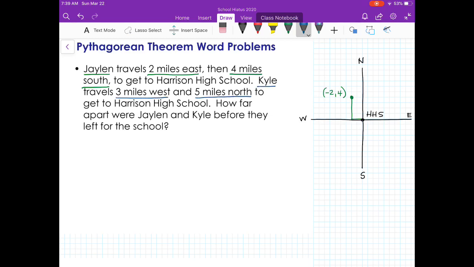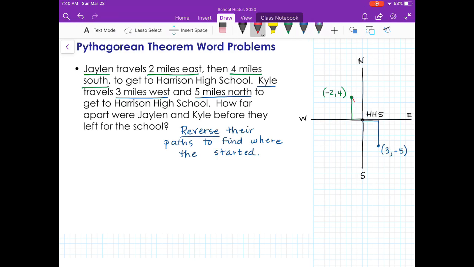I'll do the same for Kyle. He traveled 3 miles west and 5 miles north. I'll reverse his path, going 3 miles to the east and 5 miles to the south to plot his original coordinates. Next, I'll create a right triangle, and the hypotenuse will represent the distance between the 2 points. You could also use the distance formula to calculate the distance between them. I'm going to use the Pythagorean theorem, counting the length of each leg and substituting those values into the formula.